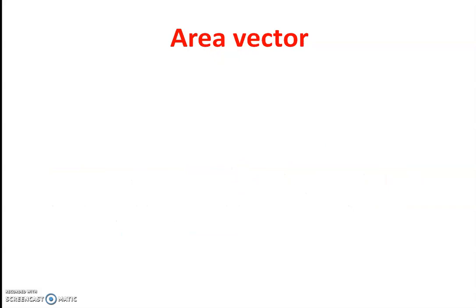Okay. Now we will see the area vector. You may think that area is a scalar quantity, so how can it become a vector? Here, to define electric flux, we are introducing a new concept of area vector. This area vector is a vector whose magnitude is equal to the area and the direction is in the outward normal direction. To study more about electric flux, we need the concept of area vector.